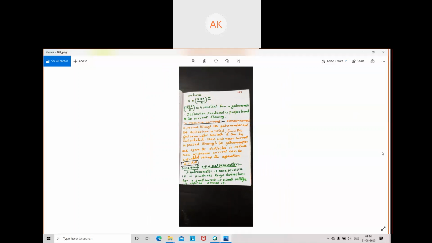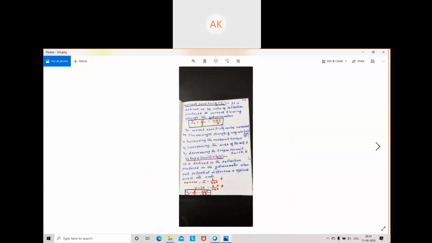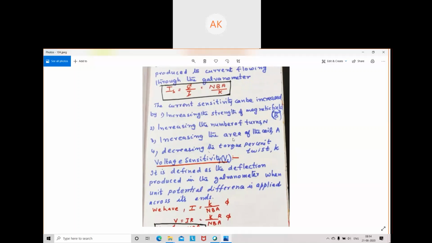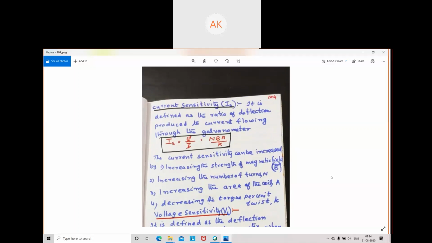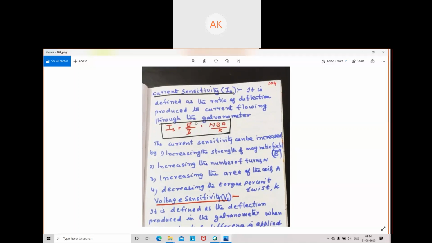Then next, current sensitivity and voltage sensitivity. What is meant by current sensitivity? It is denoted by I S. I means current, S means sensitivity. Current sensitivity is defined as the ratio of deflection produced to the current flowing. Current sensitivity is phi by I. Deflection produced to current, that means deflection per unit current actually.